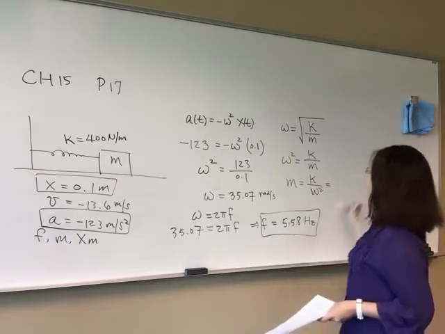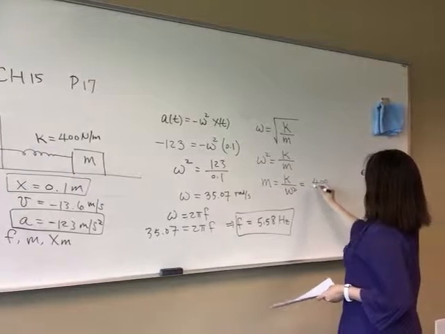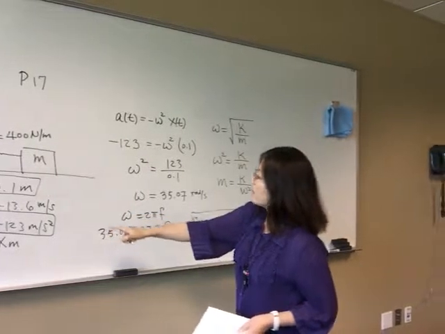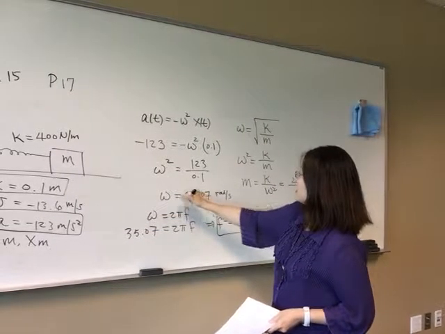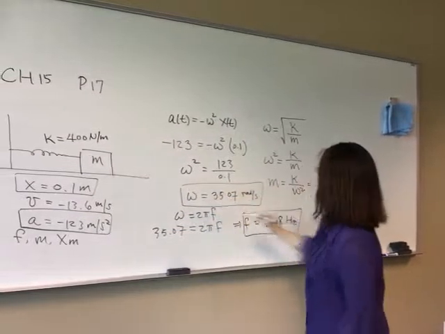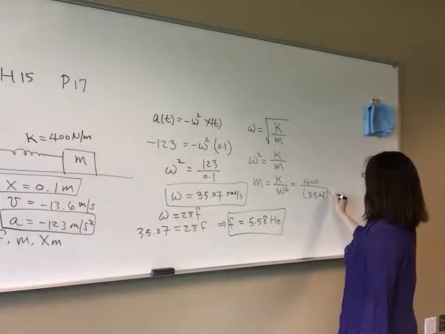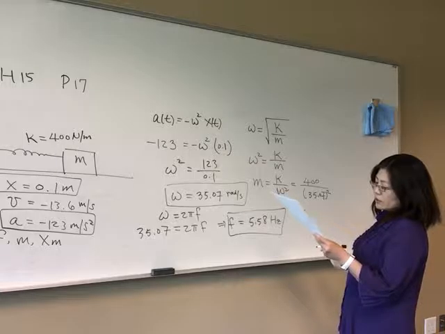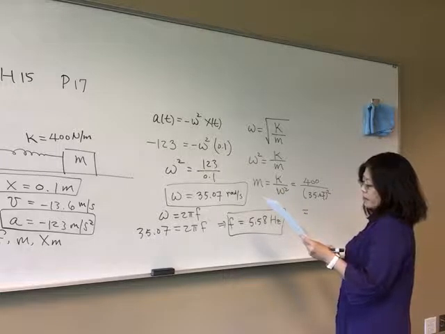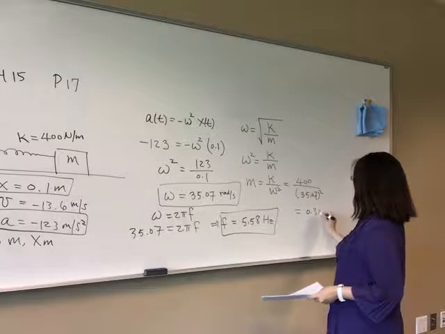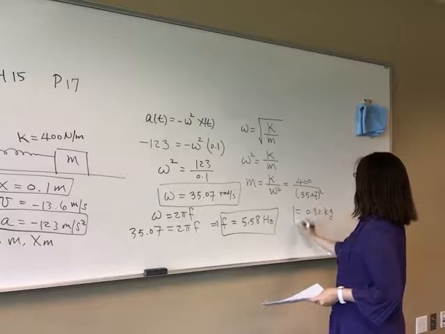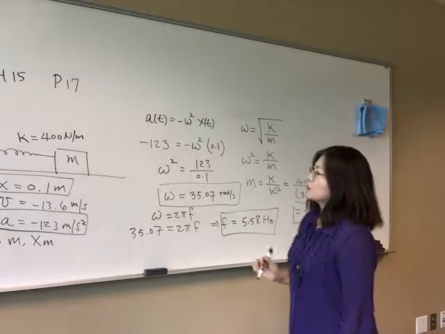So your k value is 400, and your omega is this value. So you can just plug into that equation. Remember to square it. After you do the calculation, the mass will be 0.32 kilograms. So this is the mass, 0.32 kilograms.